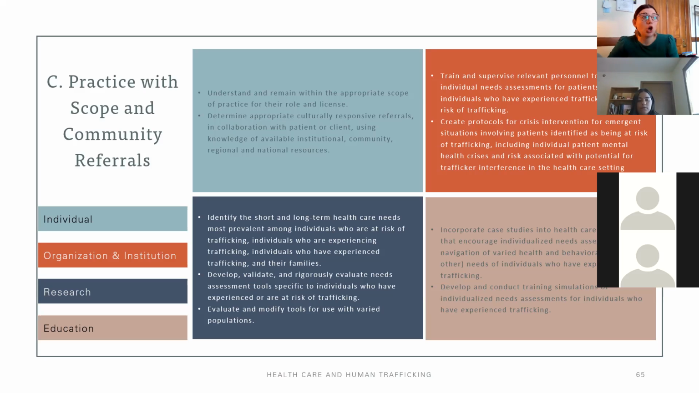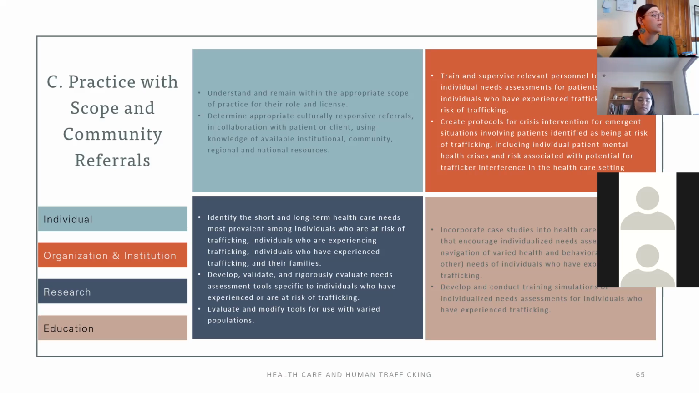Organization and institution. So train and supervise relevant personnel on conducting these needs assessments and identifying individuals who have experienced or are at risk for trafficking. Create protocol for crisis intervention. So some of these are kind of overlapping with the others, right? But what is your protocol for crisis intervention? You don't have one? You should probably create one. And that includes individual mental health crises and risks associated with those. Is the trafficker involved? Are they in the clinic? What does that look like, and how can you have those conversations? And what other personnel in your building are able to come in and assist with that, so it's not just you?